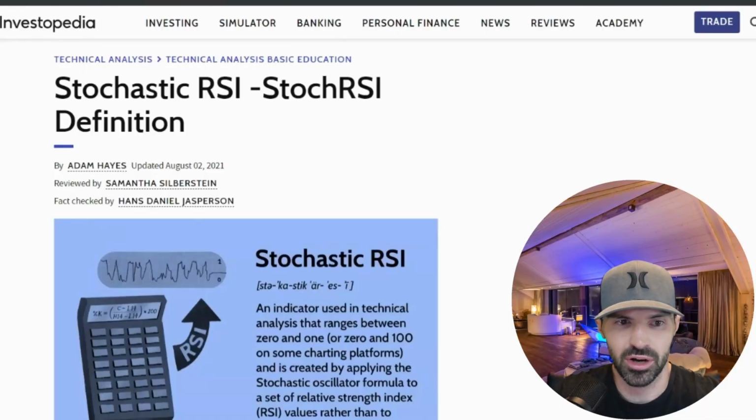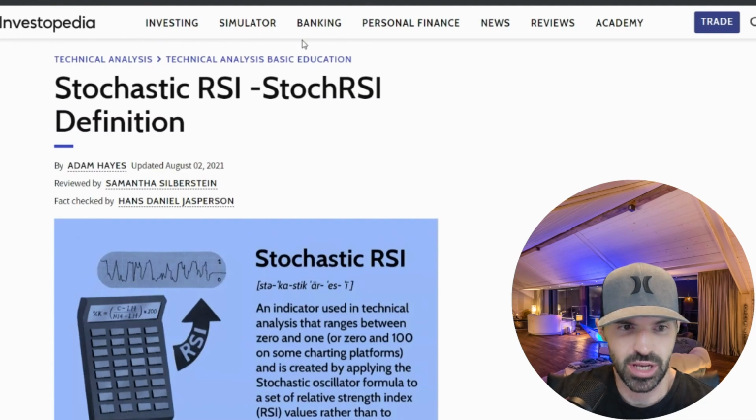So in the previous episode we looked at the relative strength index, and today I'm going to go over the stochastic RSI. It's very similar to the previous indicator, but it has some differences. Okay, as you can see here, I'm back on Investopedia.com, a very useful website for going over indicators.